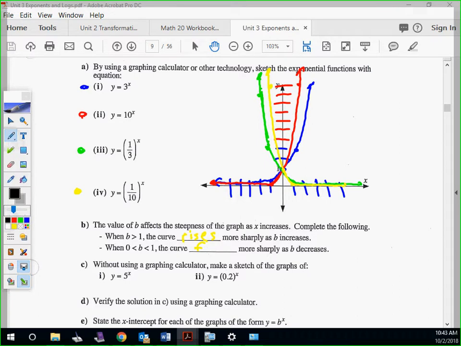Sorry, I'll switch to black here. Rises, falls. So rises from left to right, it's going up. Falls from left to right. Okay, that's how they're talking about that. Without using a graphing calculator, make a sketch of the graphs of 5 to the x and 0.2 to the x.